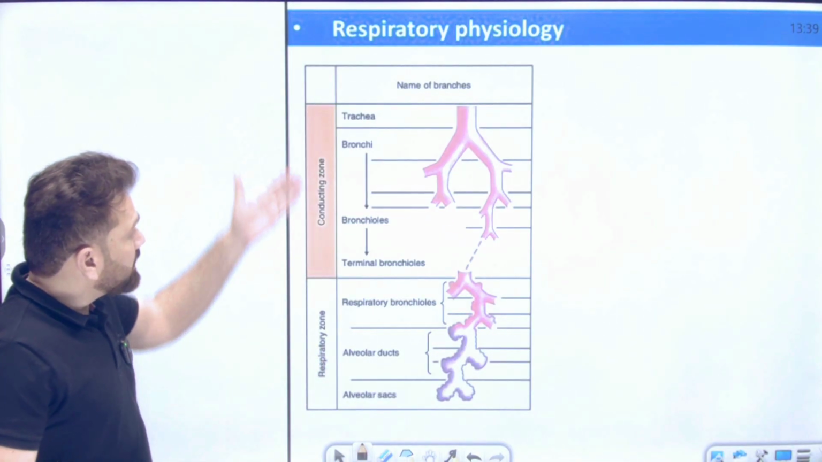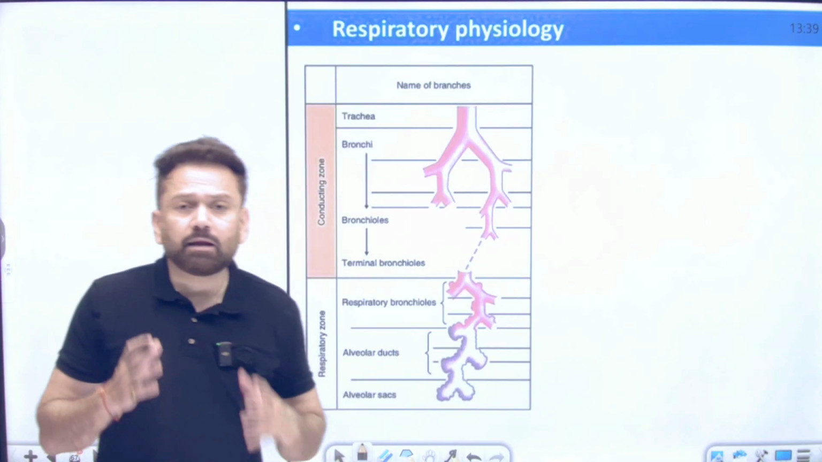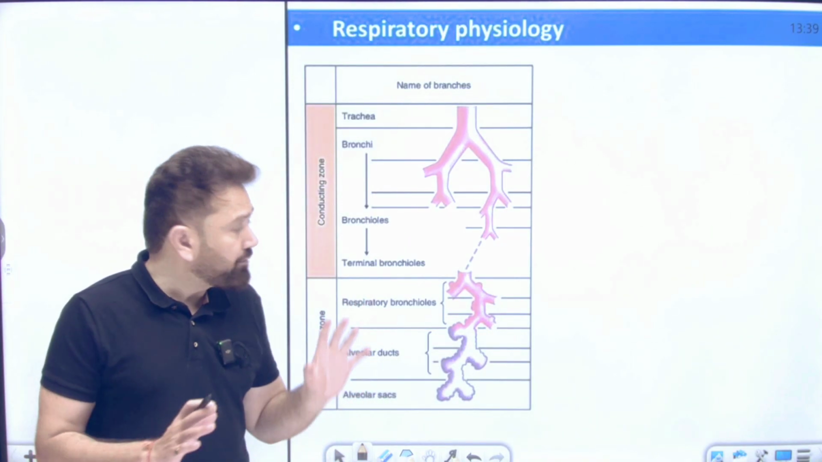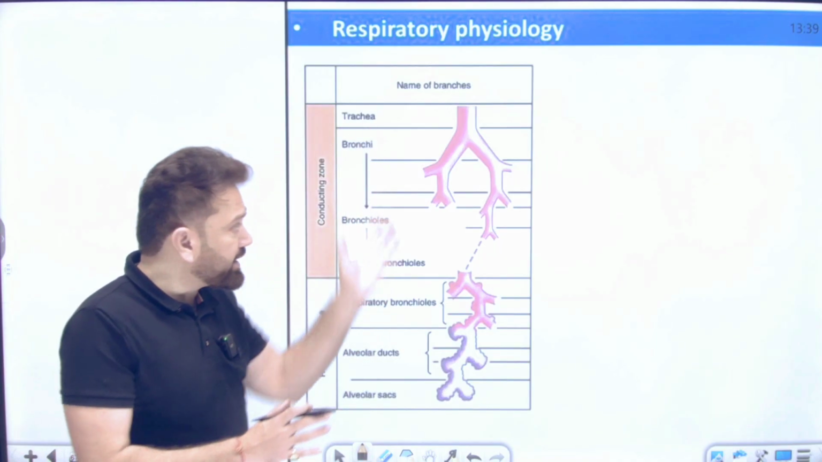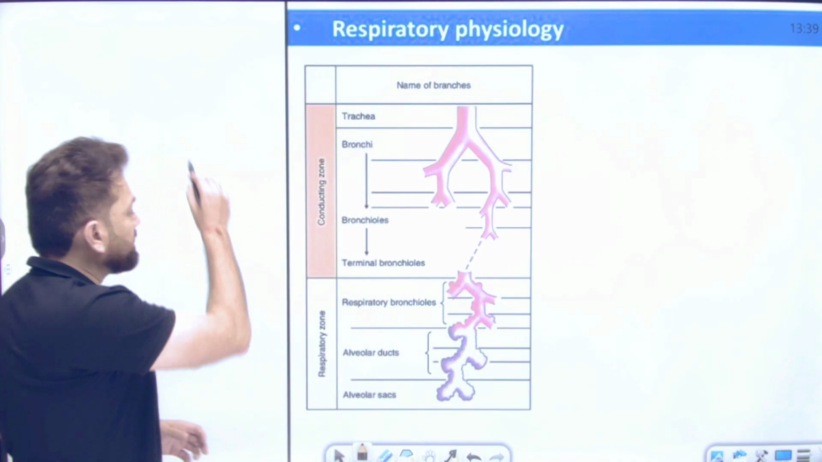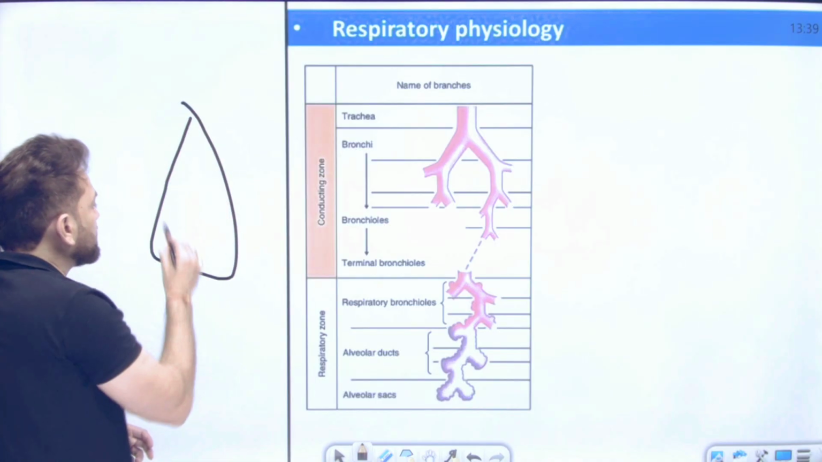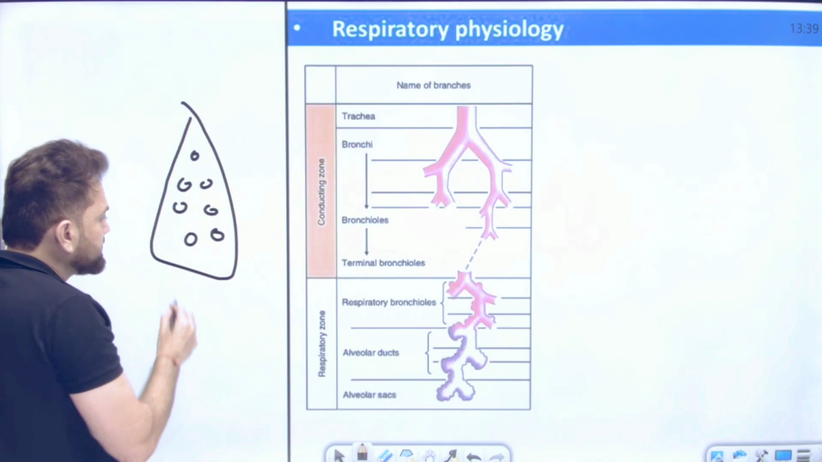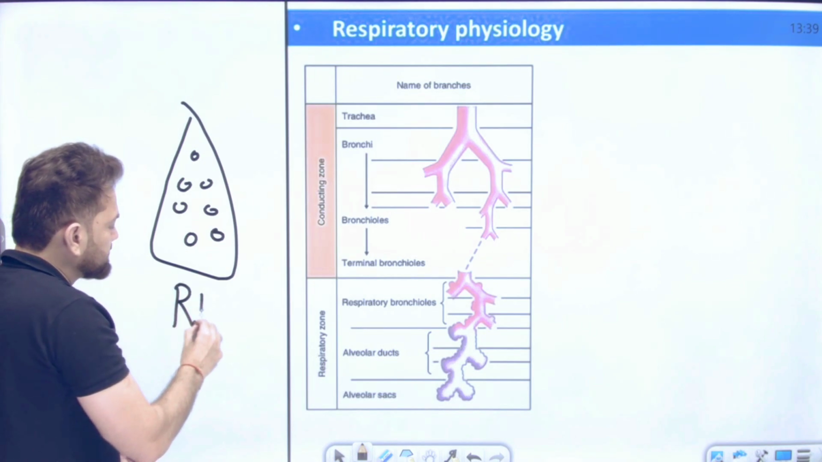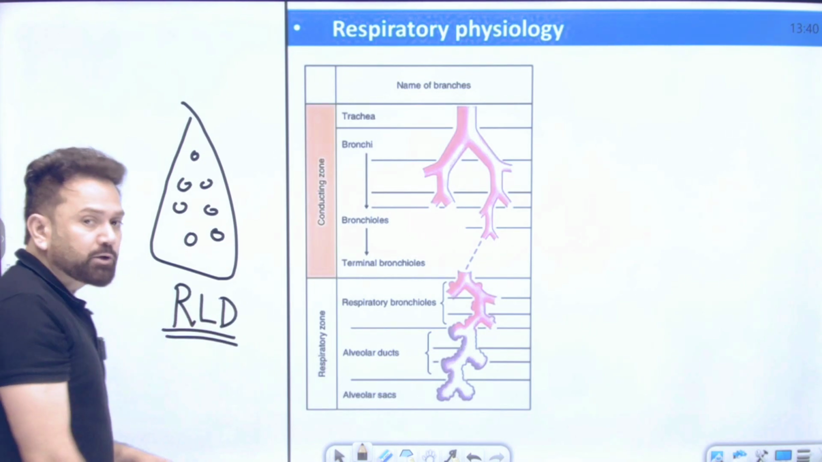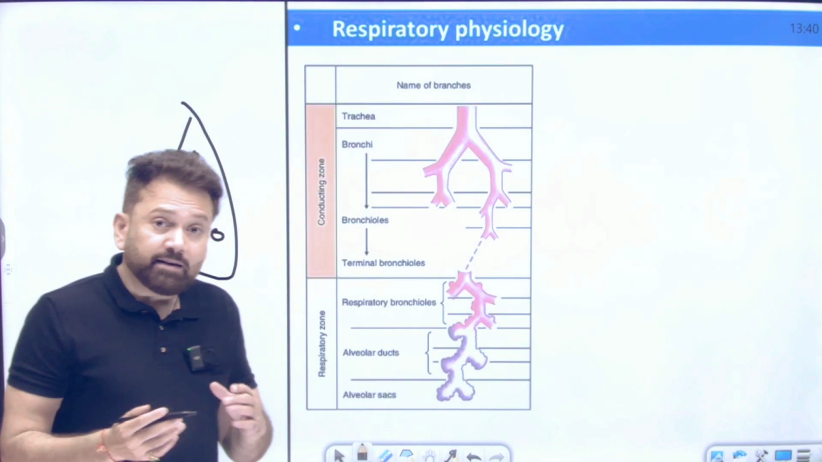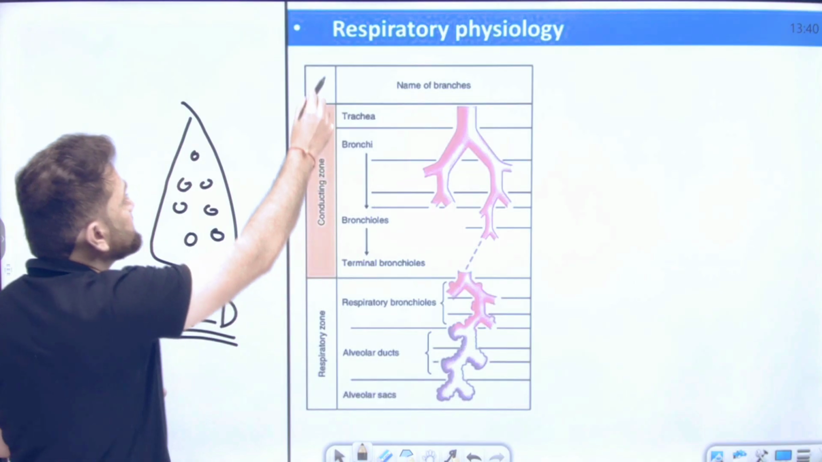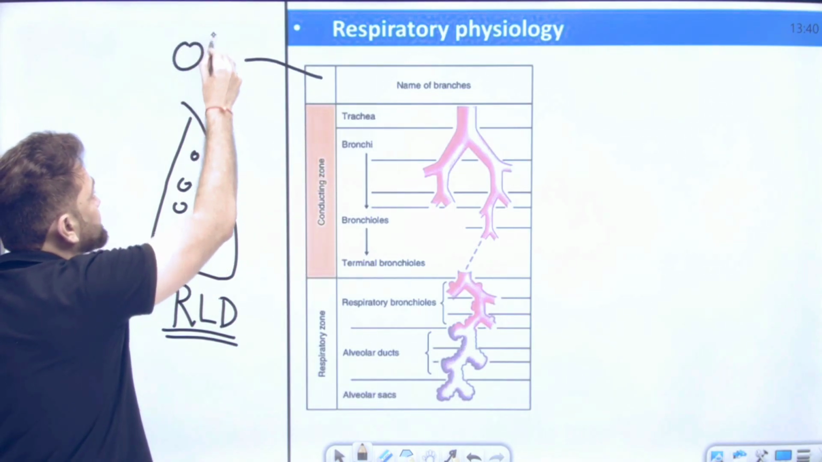Starting with the lung: in the lung there can be either airways or parenchyma. So when we talk about the lung, these are the airways and there is a parenchyma. If there is disease in the lung parenchyma, it is called restrictive lung disease. If there is any disease in the airway, it is called obstructive lung disease.